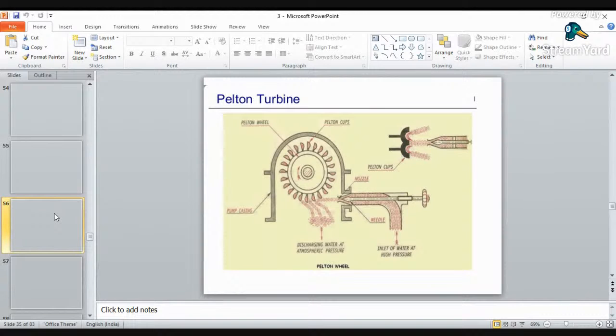Then we will see the working. The water stored at a high head flows through the penstock. The penstock is a large diameter pipe and reaches the nozzle of the Pelton turbine. The nozzle increases the kinetic energy of the water. Water is coming from the penstock, which has a larger diameter; as soon as it comes to the nozzle, which has a reduced diameter, the pressure and the velocity of the water will increase. The jet of water from the nozzle strikes the bucket and makes the runner rotate at high speed.